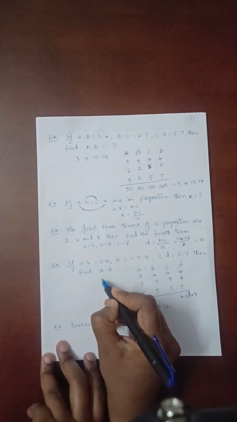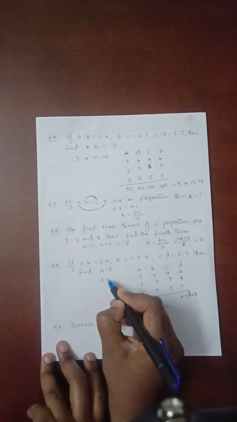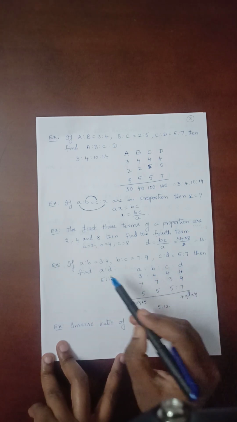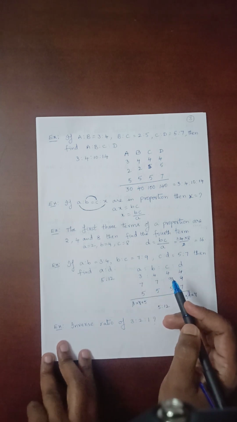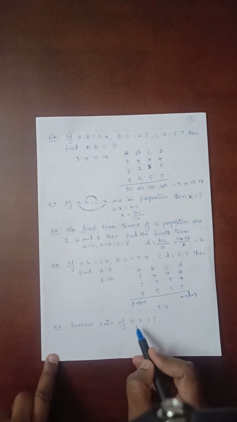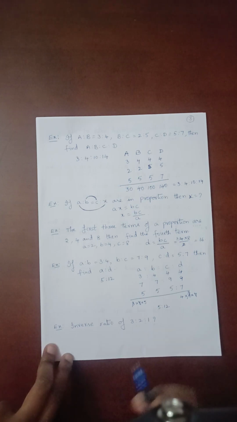That means A is to D is 5 is to 12. This is the answer. No need to find B and C because they are asking only A is to D. Next, what is the inverse ratio of 3 is to 2 is to 1?